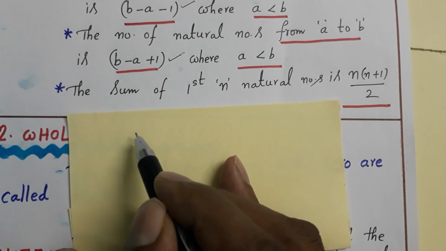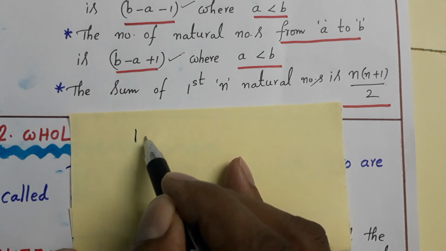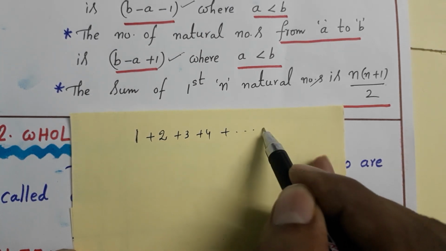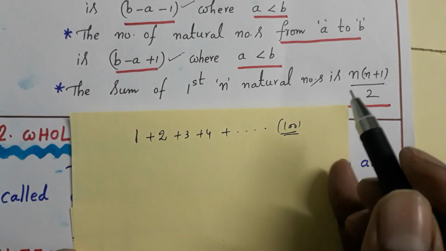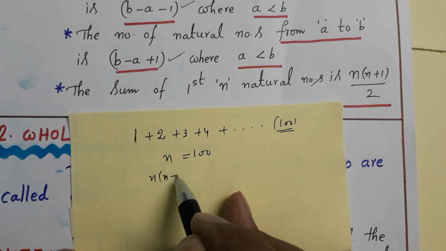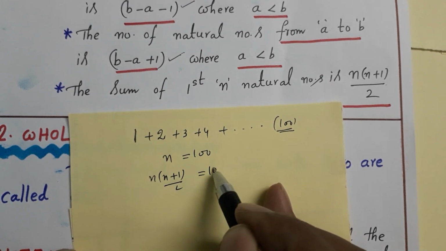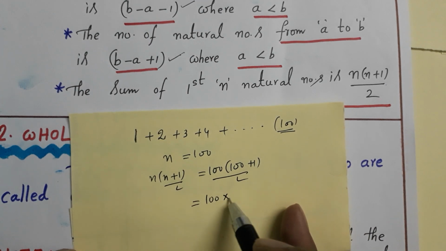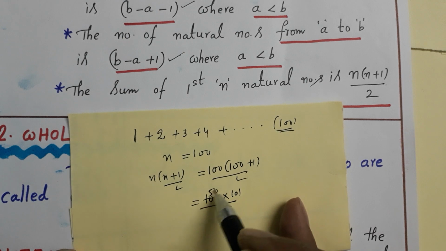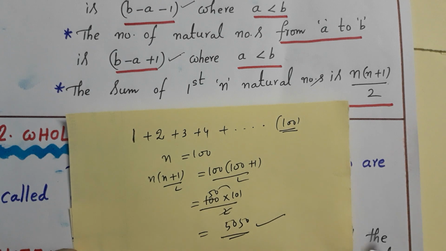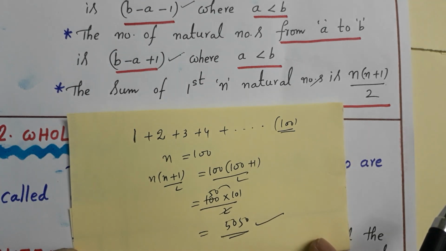For example, if you want to find the sum of the first 100 natural numbers, that means 1 plus 2 plus 3 plus 4 etc., up to 100, we want to find the sum. So here n is equal to 100. The formula is n into (n plus 1) by 2, that is equal to 100 into (100 plus 1) by 2, that is 100 into 101 by 2, that is equal to 50 into 101, which is 5050. So using this formula we can find the sum of the first any number of natural numbers.